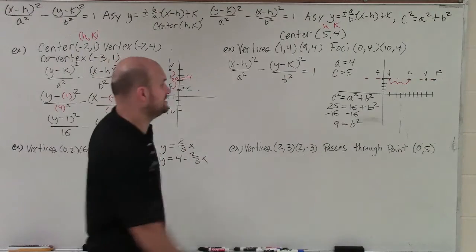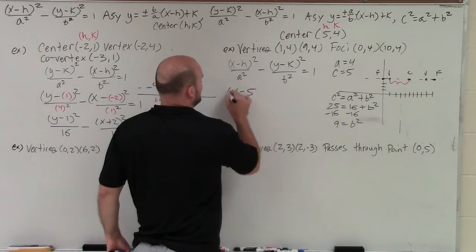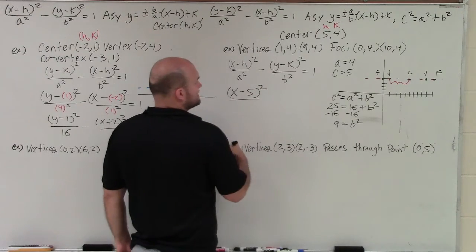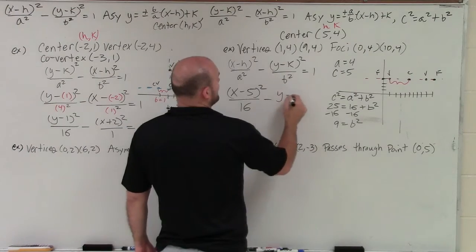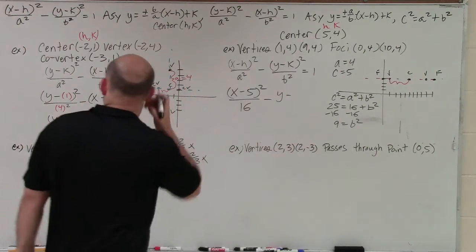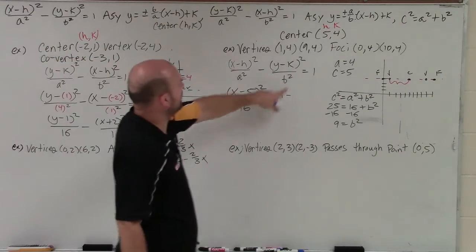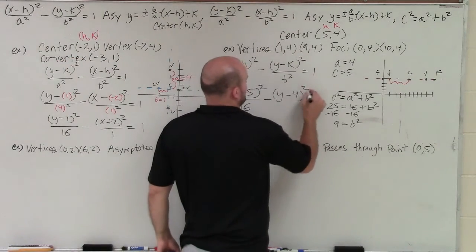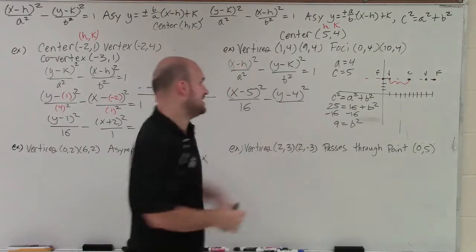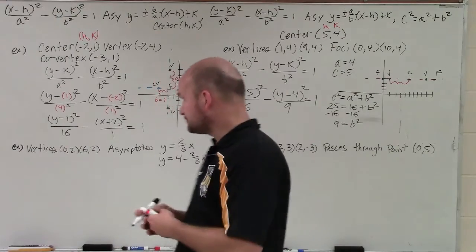So now I can just plug in the information. My h here is 5, so it's x minus 5 squared over a squared. A is 4, so a squared is 16, minus y minus k. I did that one correctly. My k is 4, so it's y minus 4 squared over b squared, which is 9, equals 1. There you go.